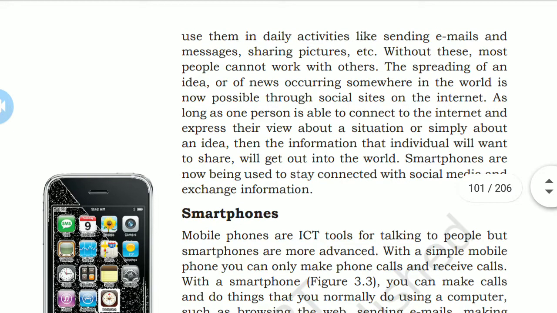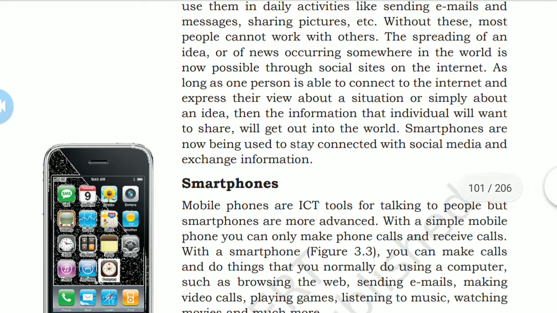The spreading of an idea or of news occurring somewhere in the world is now possible through social sites on the internet. As long as one person is able to connect to the internet and express their view about a situation or simply about an idea, then the information that individual wants to share will get out into the world. Smartphones are now being used to stay connected with social media and exchange information.